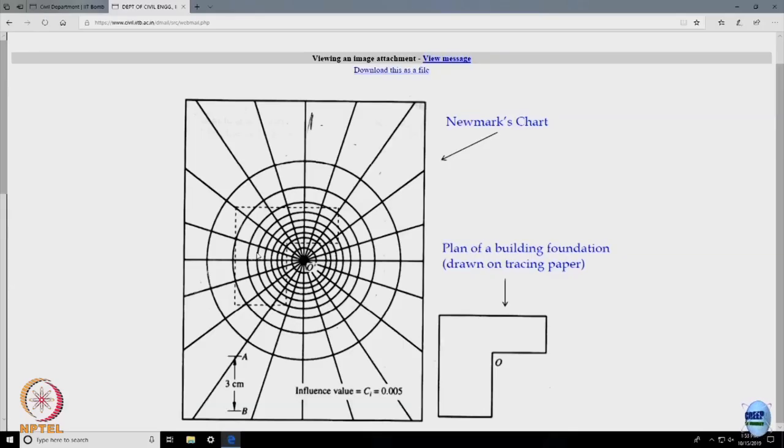I will start a discussion on a new topic which is stresses in the soil mass due to external loadings. Until now we have discussed the internal stresses in the soil mass, and these internal stresses are, let us say, pore water pressures or because of the self weight. Now we are going to talk about the situation where I would like to know how the soil is going to respond when external loading is applied to it.